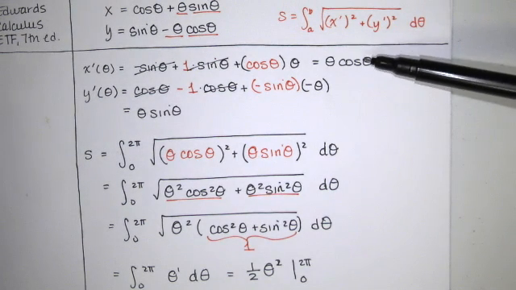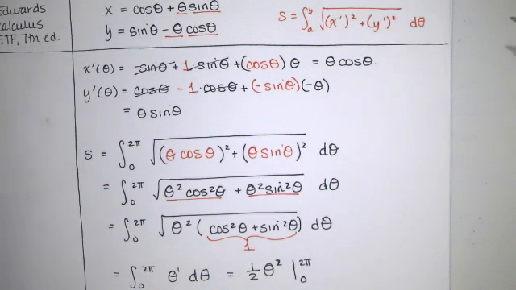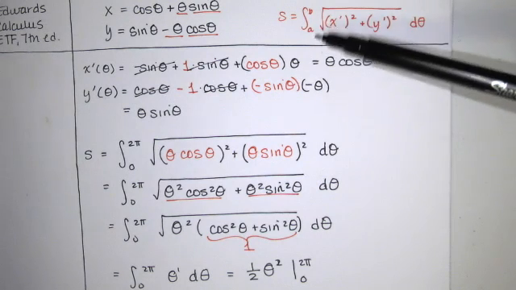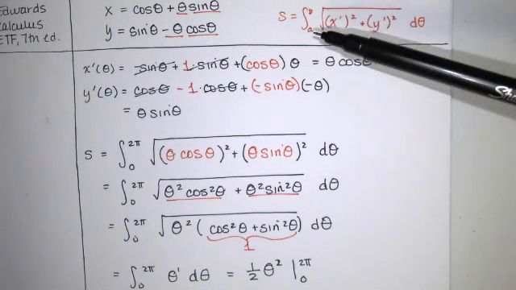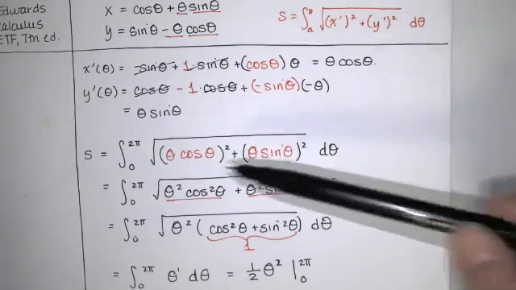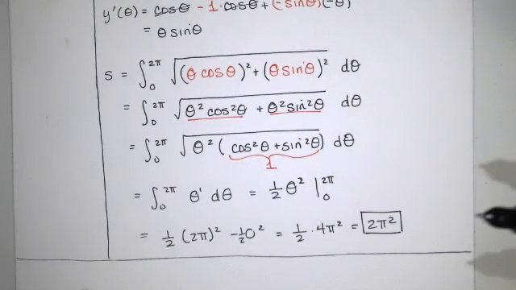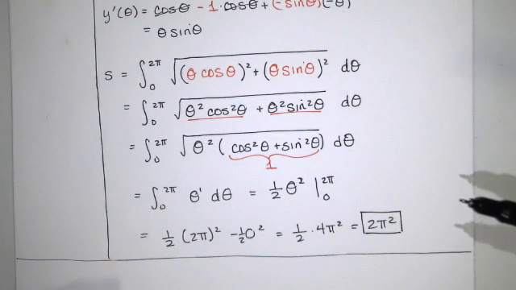All we had to do in this case was compute x prime and y prime, and ensure that they weren't both equal to 0 on this interval from a to b, and they were only both equal to 0 at theta equals a, so that was fine. And then we were able to evaluate this integral, and it was relatively straightforward.